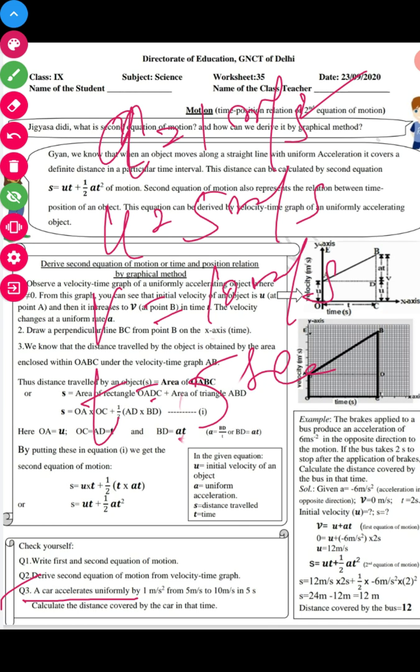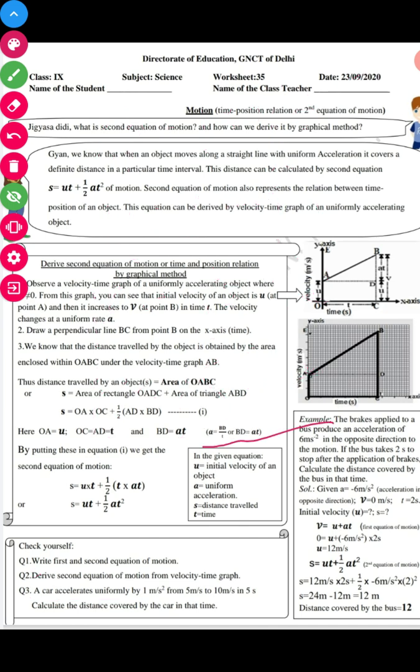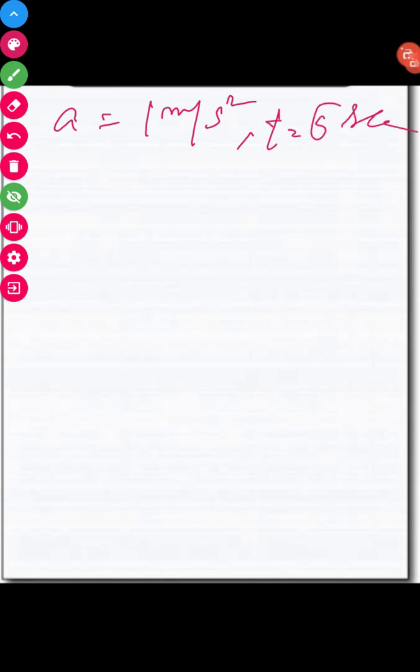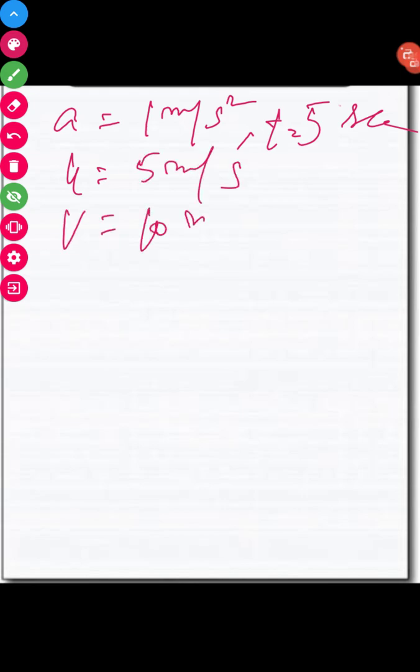Okay, I'll use a plain sheet to solve this question. See, you are given A is equal to 1 meter per second square. T we have 5 seconds. First of all, write down whatever is given to you, you have to write that first. Okay, then we have u 5 meter per second, v 10 meter per second.